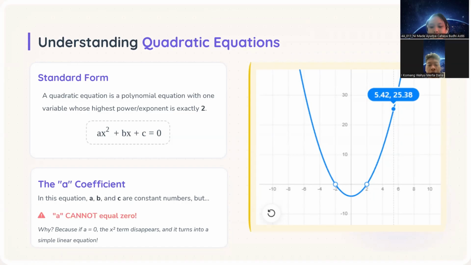Why can't a be zero? Good question, Wahyu. It's because if a equals 0, then the x squared term disappears and the equation becomes a linear equation, instead of a quadratic equation.